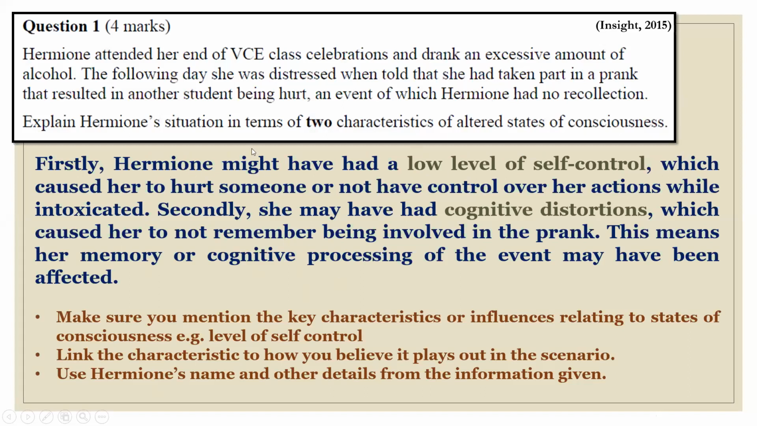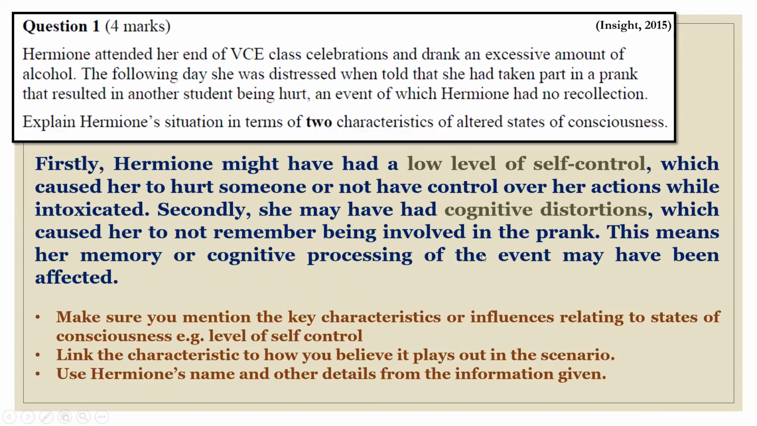With this question that we just went through before, you get 4 marks for naming each of those characteristics or changes in psychological state, and then you get another 2 marks for linking it back to the scenario. So we say Hermione had a low level of self-control, so she has less control or less autonomy over her physical actions while she's drunk. So we're linking that to the scenario. She might not have been able to control herself from hurting someone.